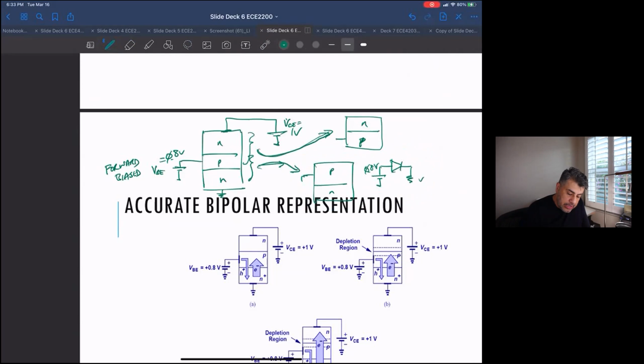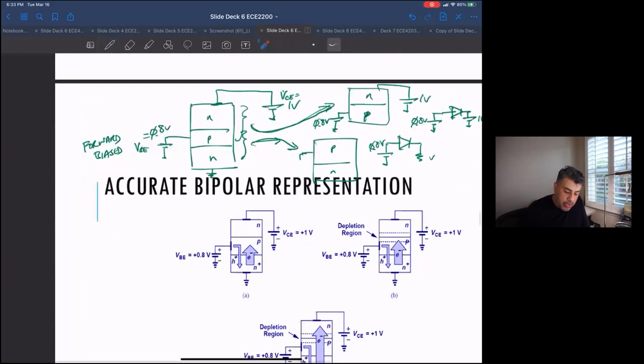So this is 0.8 volts, and this is 1 volt. If I was going to just draw this, it would look like the N side is at 1 volt and the P side is at 0.8 volts, meaning that this junction is reverse biased.